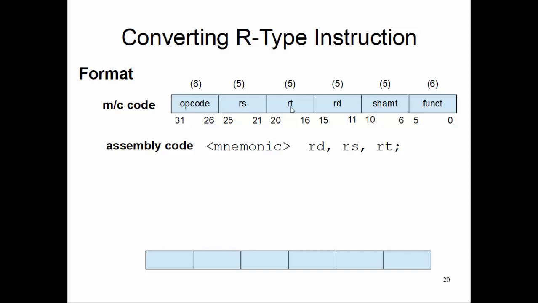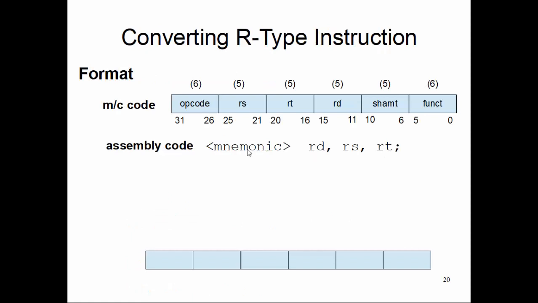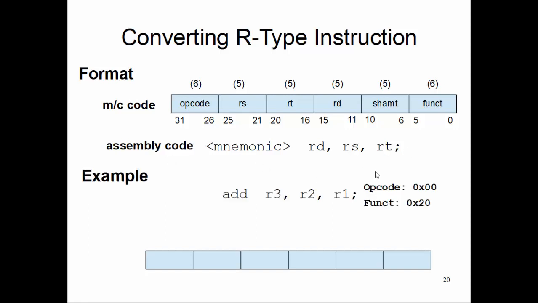Now what are this RT and RD? For example, the assembly code looks like your mnemonic followed by RD, RS, RT. So in this example, your RD is R3, RS is R2, RT is R1. So there are the RS, RD, and RT. That's the assembly code format, how you write the corresponding assembly code. Now I have that same example here.